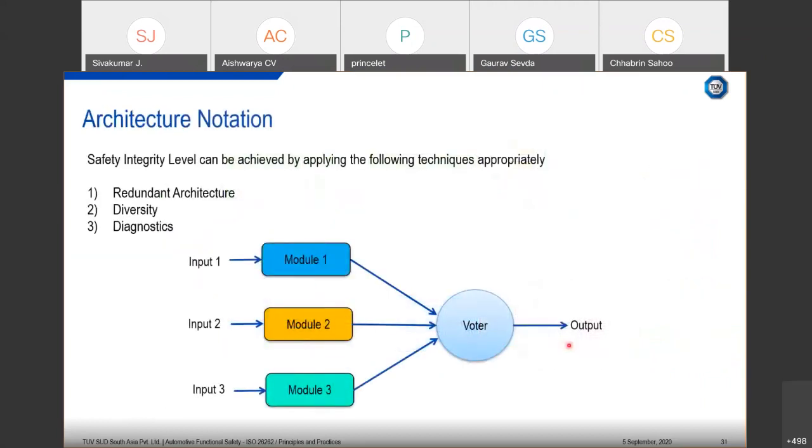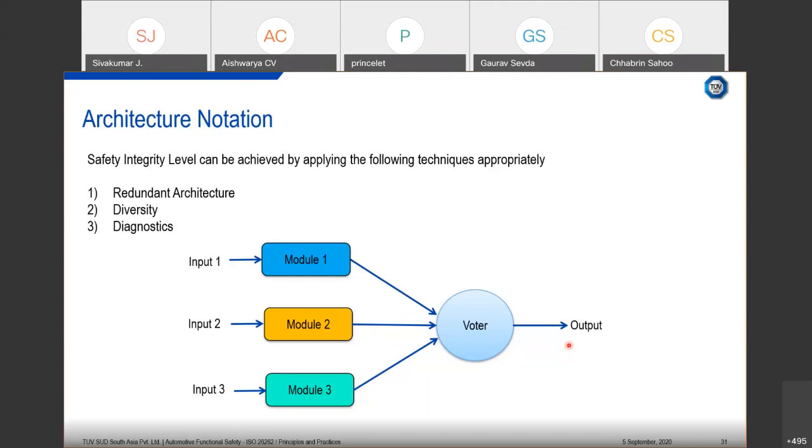Also, importantly, when you are bringing up the architectural notation, it's very, very important. There are various notations available, like 1 out of 1, 1 out of 2, 1 out of 2D, 2 out of 3, 1 out of 3, something like that. What does it signify? It signifies the input versus output, how it is being connected, and what the redundancy level is. Also, importantly, there are two aspects to it: one is the safety aspect and the other is the availability aspect.